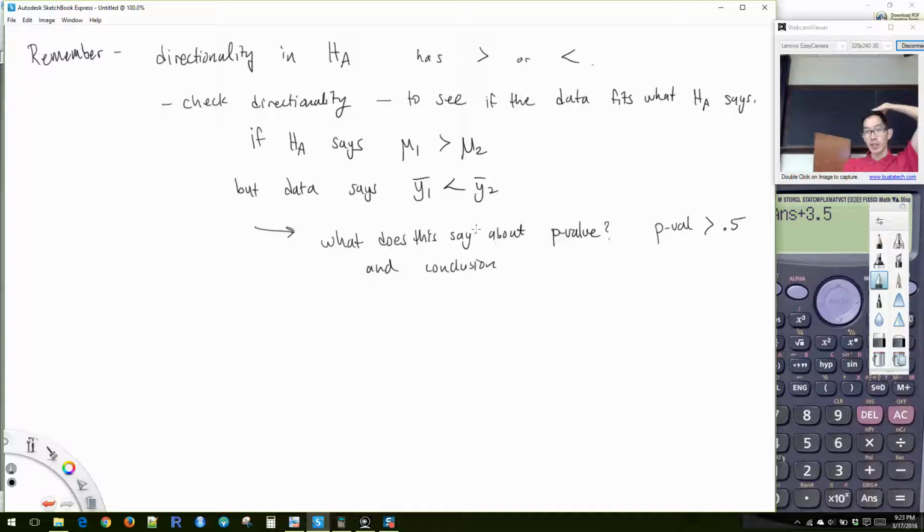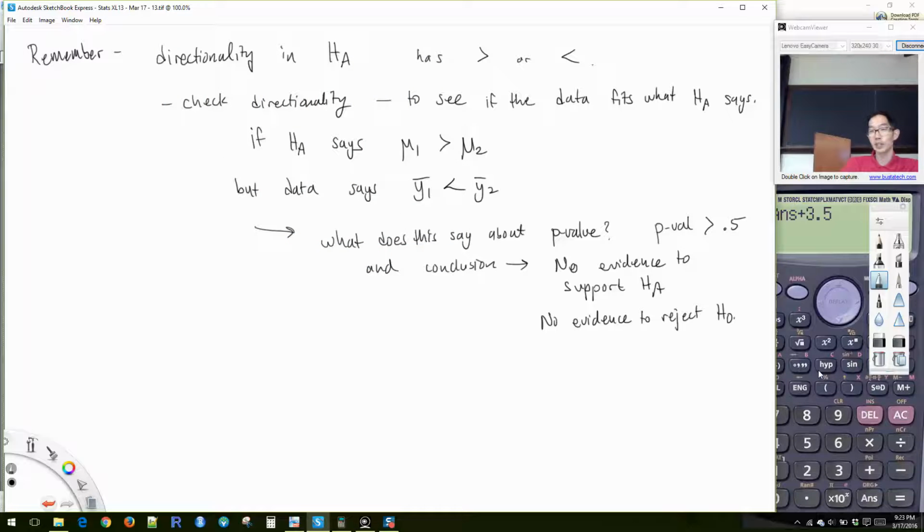And the conclusion will then be you're going to have no evidence to support the alternative. No evidence to support the alternative, which means no evidence to reject the null. Okay?